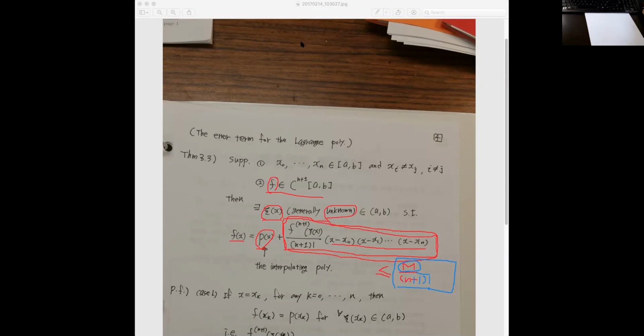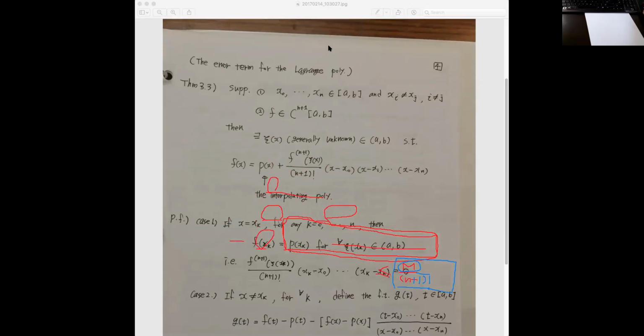So keep this in mind. The second thing I want to tell you is do not confuse this with the truncation error in a Taylor polynomial. The fraction is exactly the same as in the truncation error of a Taylor polynomial, but x minus x0 times x minus x1 and so on is not the same form as in the Taylor polynomial's truncation error. Don't be confused.